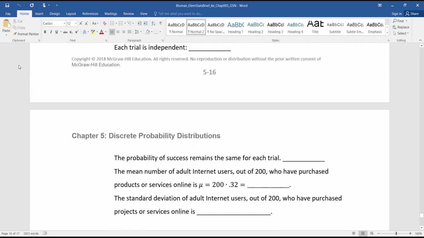All right, there we go. I'll just scroll down and get that last one. All right, the probability of success remains the same for each trial. Again, this is a yes. 32% of them use it. So we have our probability of success change. It does not change.